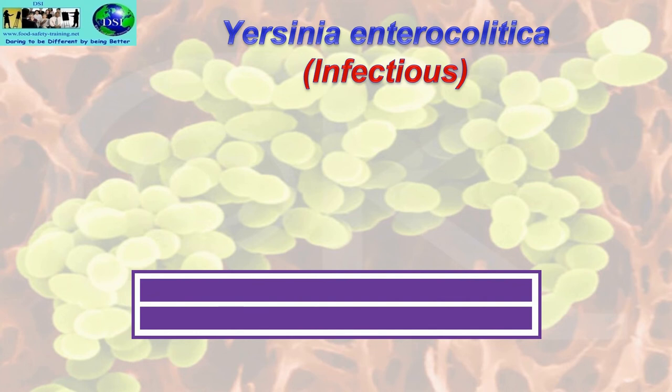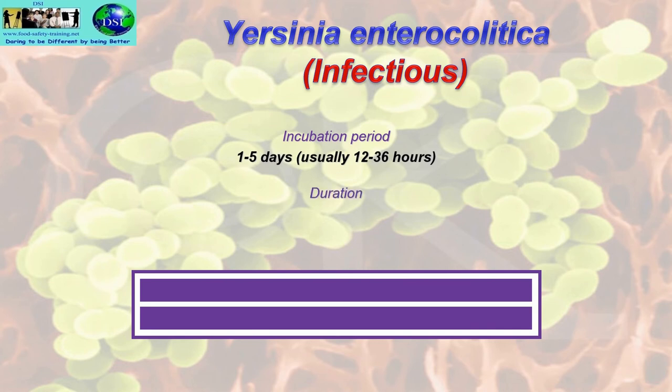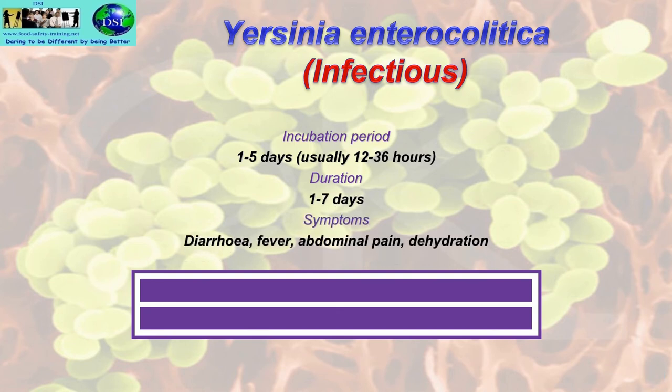Here's another one. Yersinia enterocolitica. Again, infectious, caused by the vast numbers ingested. Incubation period, 1 to 5 days. Usually 12 to 36 hours. Duration, 1 to 7 days. Symptoms include diarrhea, fever, abdominal pain and dehydration. So this is one that affects mainly the lower half of the body. And again, dehydration from the loss of fluids because of diarrhea.